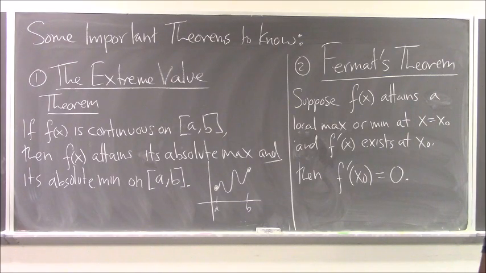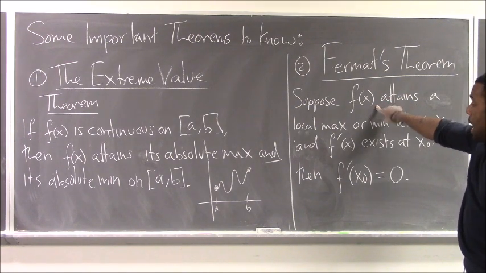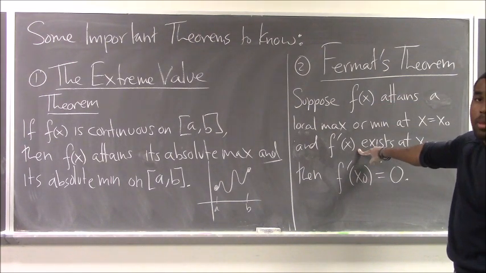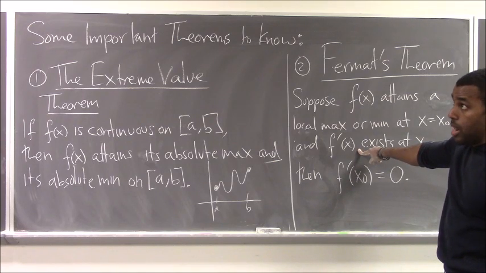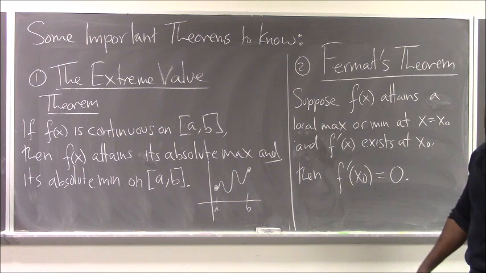So that's Fermat's theorem. It says if a function is known to have a maximum or a minimum, and the derivative exists where the maximum and the minimum is, then at that point the derivative must be 0.